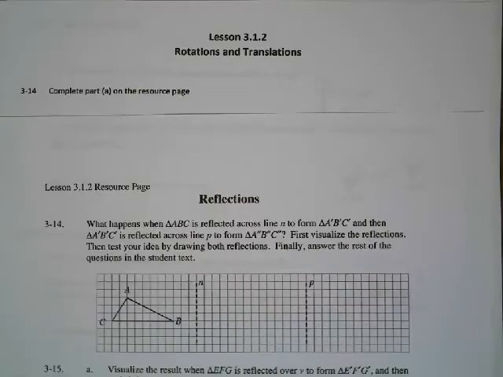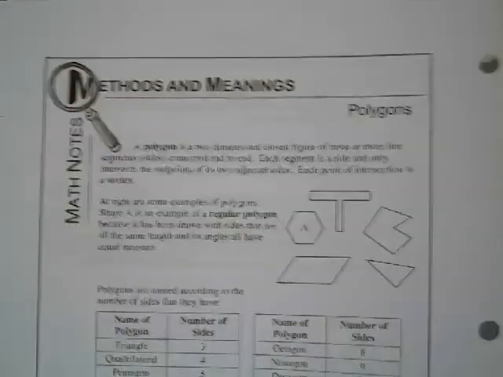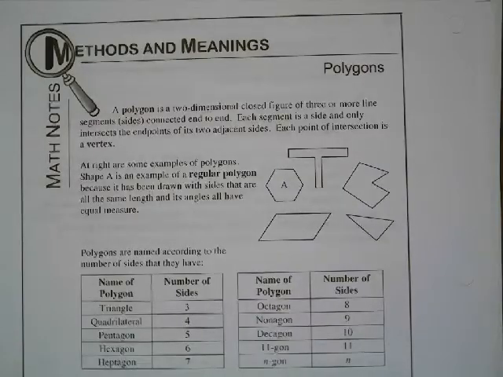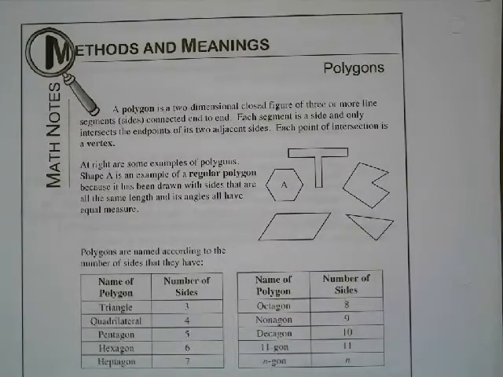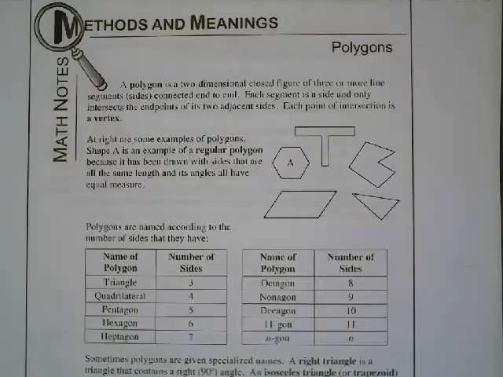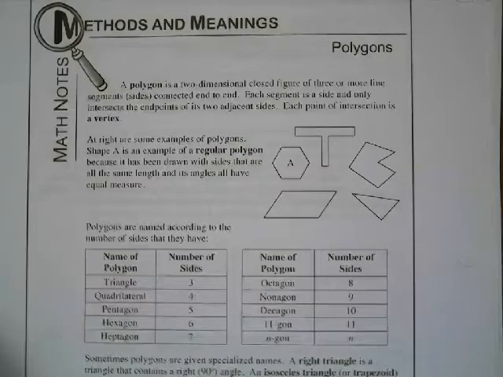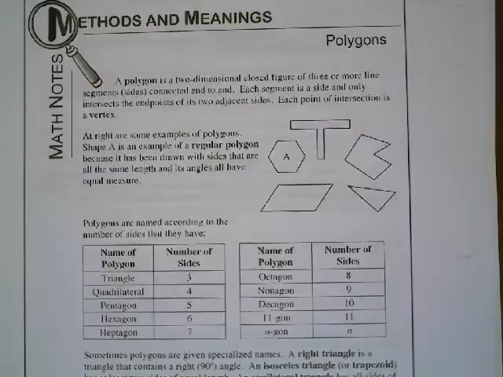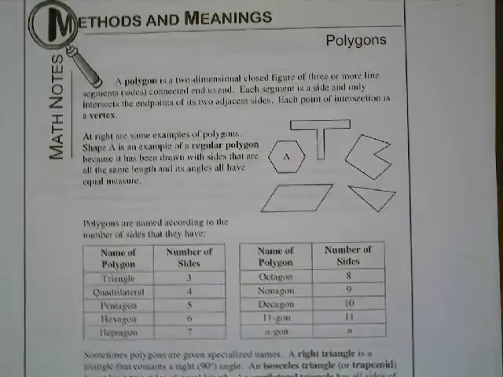Before we get to that, I want you to go to the methods and meanings section in your textbook. If you don't have it open, you can look at this page. We are going to be referring to different polygons, so I wanted to cover this really quick. A polygon is just a two-dimensional figure that's made up of line segments. So here I've got a whole bunch of different polygons made up of line segments. They can't be made of curves.